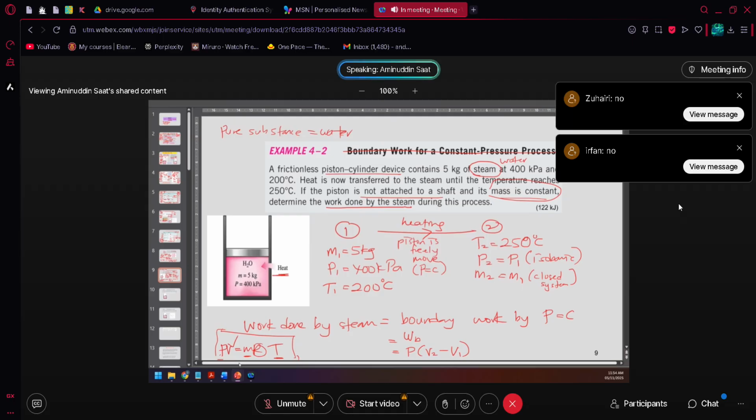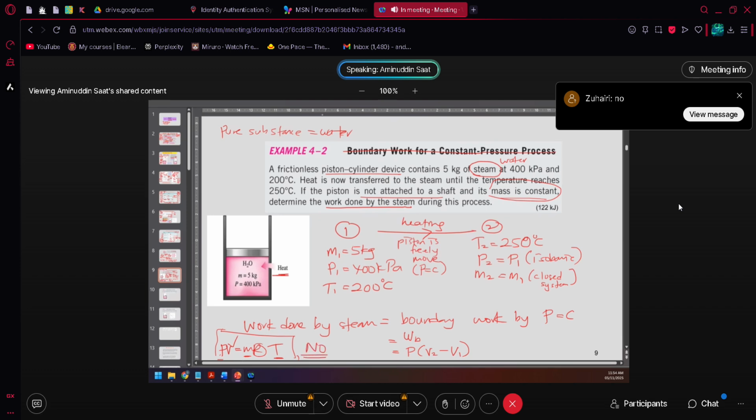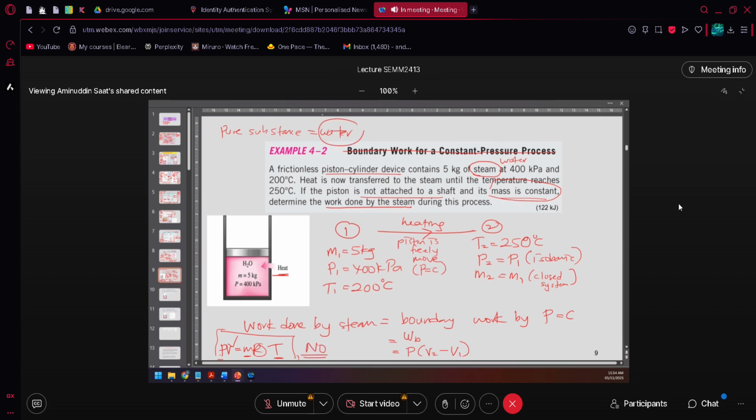Thank you, Irfan Zairi. So, yes, the answer is no, because our working fluid is water. It's not a gas. If gas, yes. If water, no. So to solve this, we need to use a table.